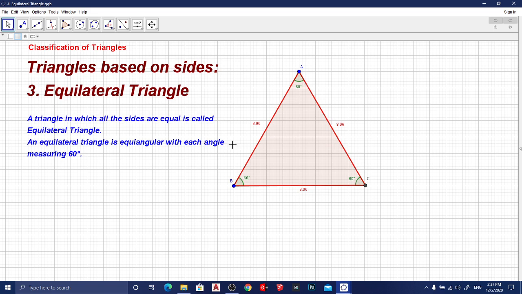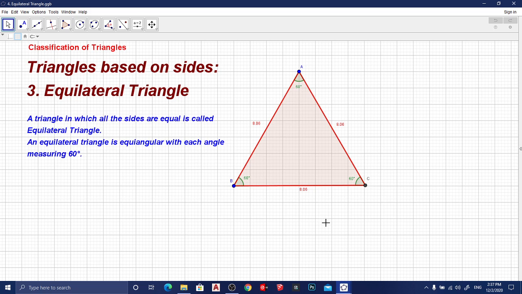So an equilateral triangle is equiangular, with each angle measuring 60 degrees. In any equilateral triangle, the measurement of each angle is 60 degrees. By adding all these, 60 plus 60 is 120, 120 plus 60 is 180 degrees. In any triangle, the sum of the angles is 180 degrees. So 60 plus 60 plus 60 is 180 degrees.